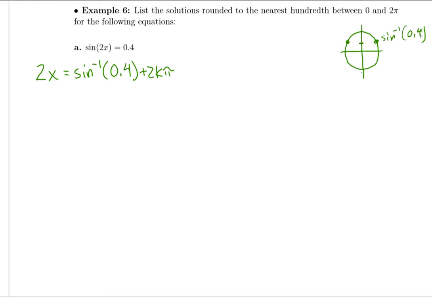Now for our other solution, the other part of our solution, we need to figure out this. Okay, but you can see what it should be, right? Or maybe you memorize this, but if you know that this is the sine inverse of 0.4, then all the way here, so I could go pi and then backtrack that amount to get to my other one. So the solution there is pi minus the sine inverse of 0.4. And then, of course, plus 2k pi.